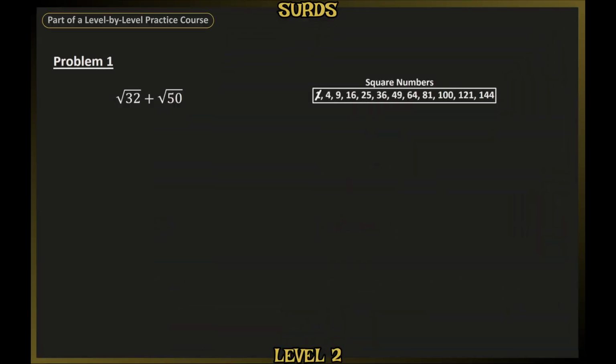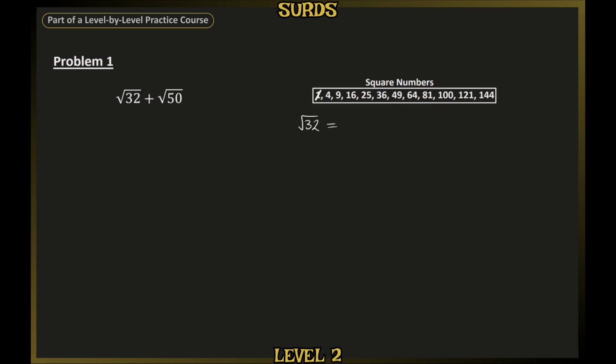In problem 1, we're simplifying the square root of 32 plus the square root of 50. Now to do this, we need to simplify each of the surds individually so that they have the same surd part as each other, and then we can collect them together. Now starting with the smallest surd, which is the square root of 32, we want to find two numbers that multiply to make 32, where one of them is on our list of square numbers.